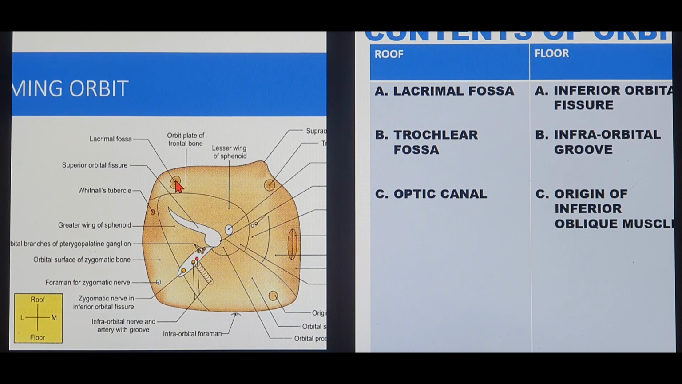So it hosts the lacrimal gland. That's it. You have to draw the lacrimal fossa on the top lateral corner over here. That comes in the roof, and if it is in the roof, it means that it comes under the frontal bone.